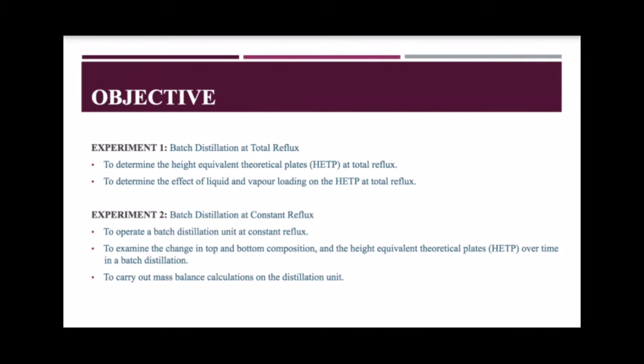For the second part of the experiment, the batch distillation is carried out at constant reflux. The first objective of this part is to operate a batch distillation unit at a constant reflux. The second one is to examine the change in top and bottom composition and the height equivalent theoretical plates, HETP, over time in a batch distillation. And the third one is to carry out mass balance calculations on the distillation unit.